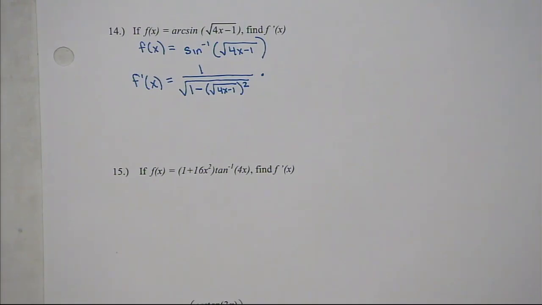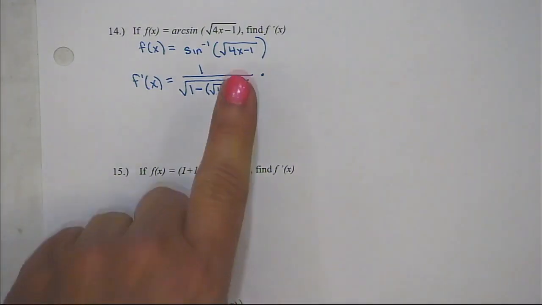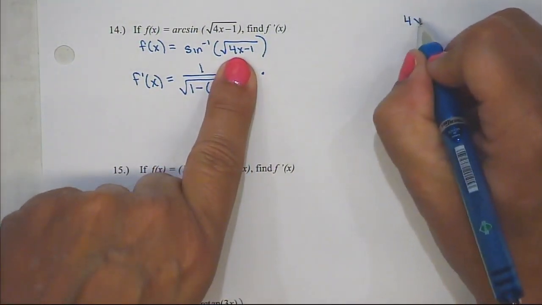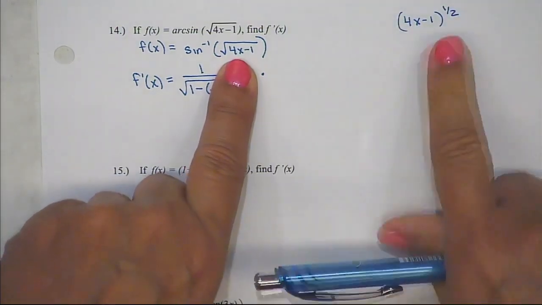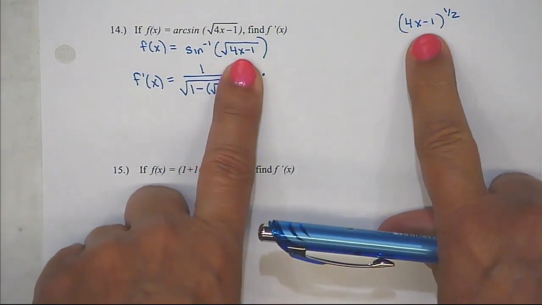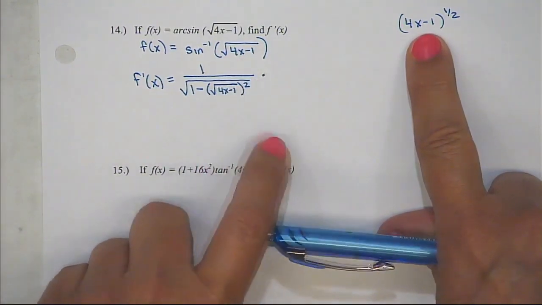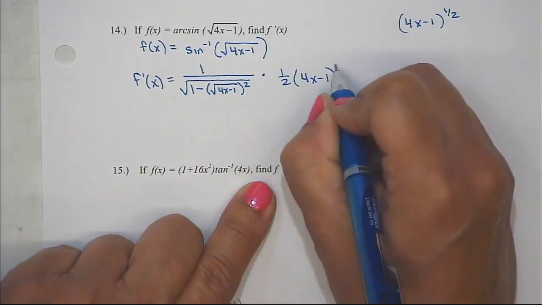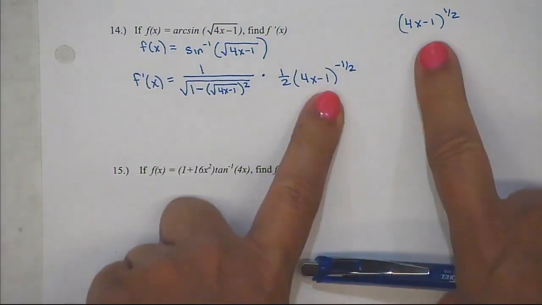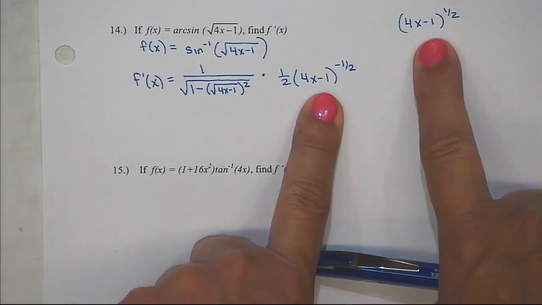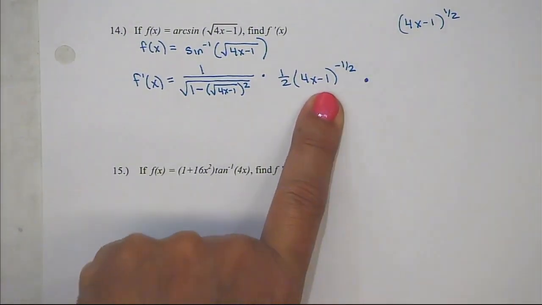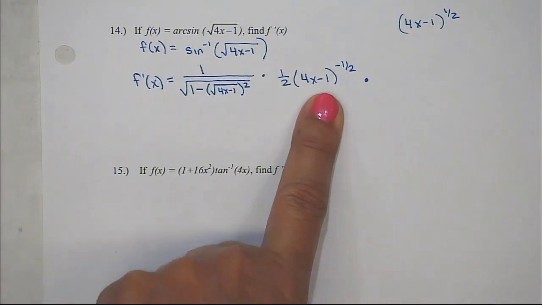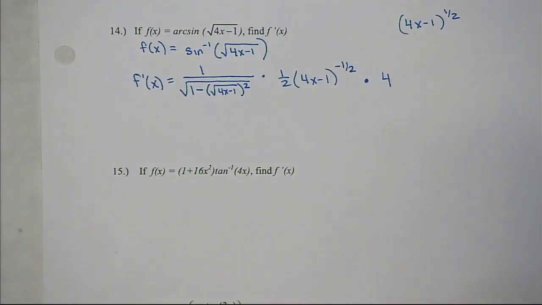Okay, so we got that. Now we got to do the derivative of the inside. So this is, remember, 4x minus 1 to the 1/2, right? That's the square root. So now we're going to take the derivative of the square root of 4x minus 1. So bring the 1/2 out front, and then 4x minus 1 to the negative 1/2. Subtract 1 from your exponent. So that's the derivative of the square root function. Now, times the derivative of 4x minus 1. So that is 4.